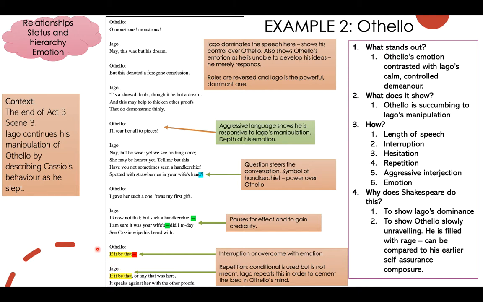He takes from Othello, because Othello can't really lead this conversation. Iago is the one that wants to control what Othello is thinking, wants to control Othello's reactions, and he also controls Othello's language here by taking the line from him.